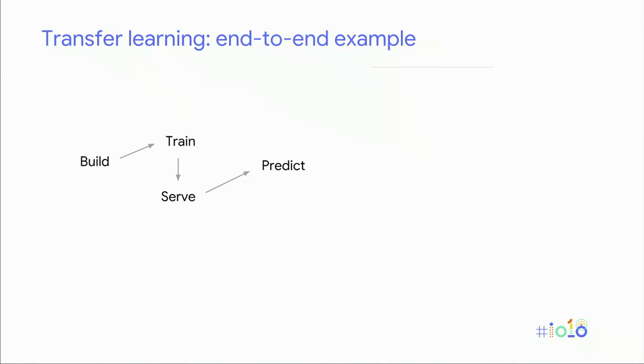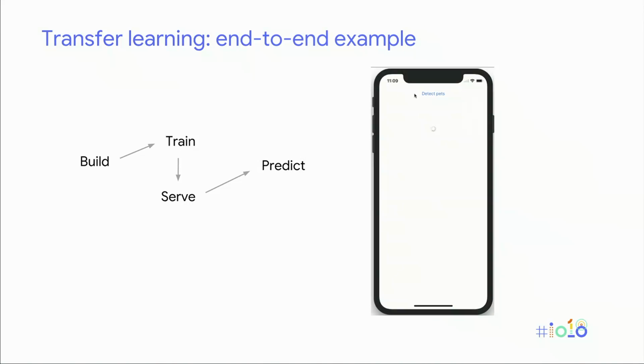So I wanted to build an end-to-end example showing how to train a model and then go all the way to serving it and building an app that generates predictions against it. I know a little bit of Swift, so I decided to build an iOS app that could detect breeds of pets. This is a GIF of what the app looks like. So you upload a picture of your pet. It's able to detect where the pet is in the image and what type of breed it is.